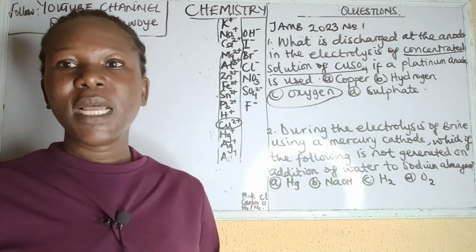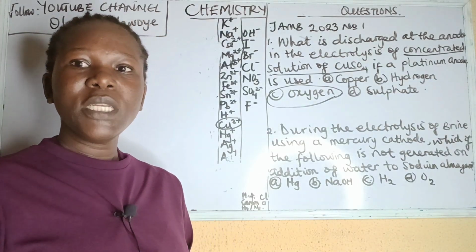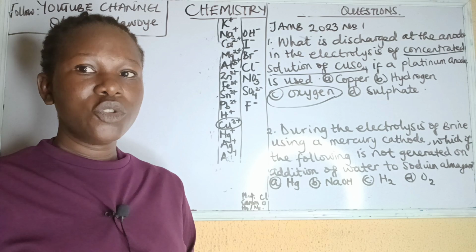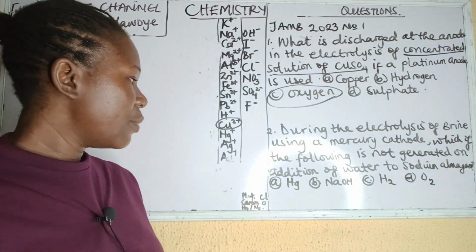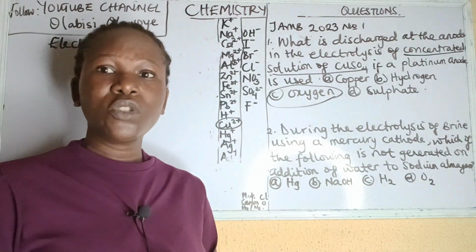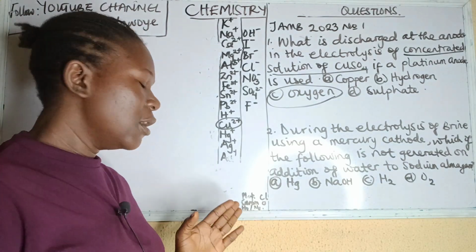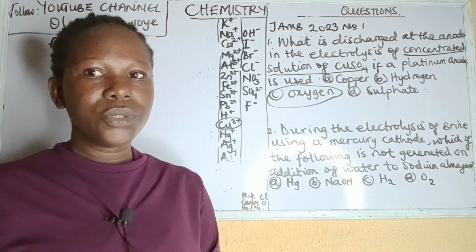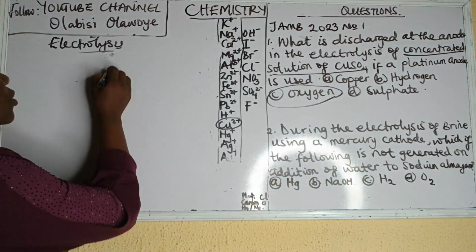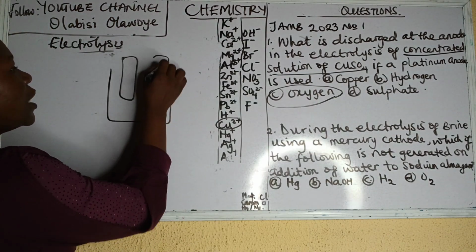Carbon can also be attacked by oxygen gas. Carbon in this case is graphite that is used as electrode. Oxygen gas liberated can also affect it. Then for sodium, if sodium is in the electrolyte and a mercury electrode is used, this is what we refer to as electrode in electrolysis.